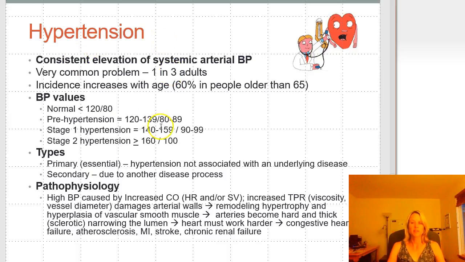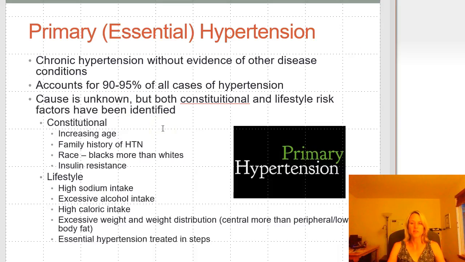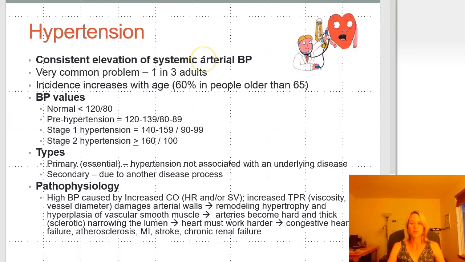Hypertension is when we have a consistent elevation of the systemic arterial blood pressure. It's very common as we get older. We see it in at least 1 of 3 adults. It increases with age, so 60% in people older than 65. So it gets really high.